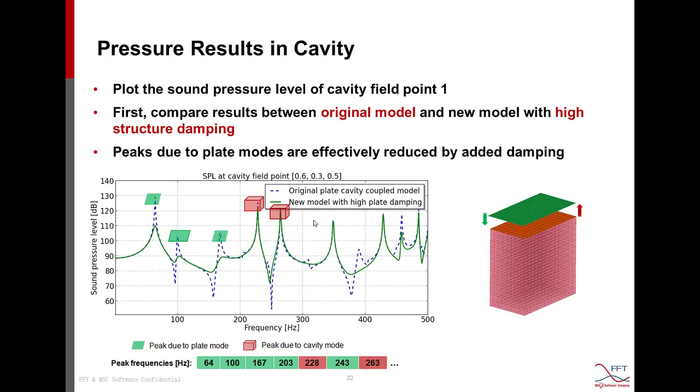Now it is interesting to see that here we change the damping in the plate from lower damping to a higher damping, and by doing this, we could see that those peaks that were previously related to the plate modes got reduced, and the peaks related to the cavity modes stay almost unchanged. So this is the influence of the added damping on the plate.